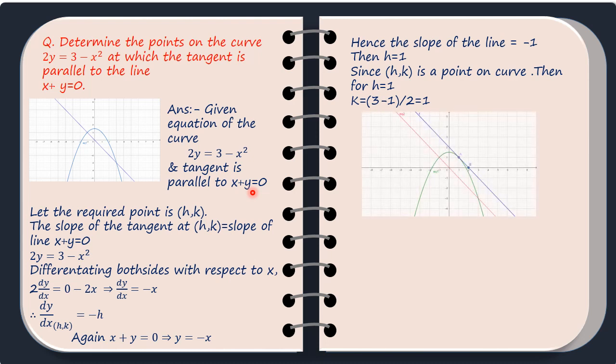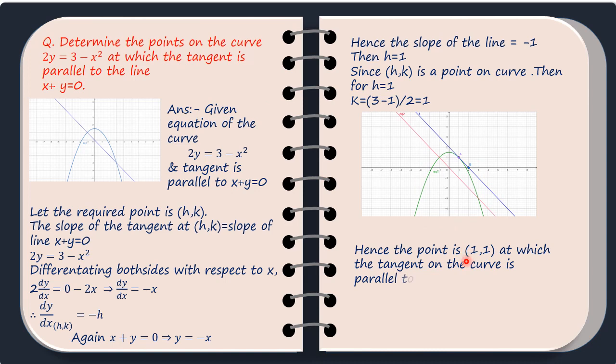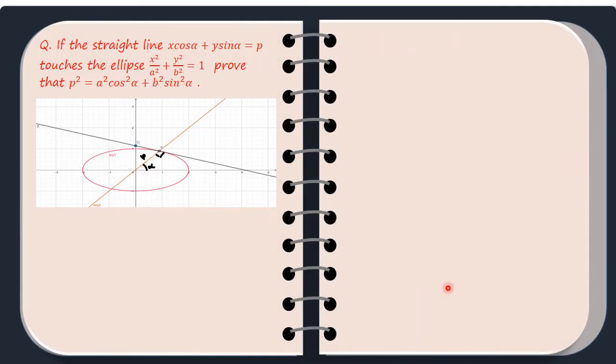Now if we draw the tangent, it will look like this. This is the equation of the tangent, this is the line x plus y is equal to 0, and this is the curve. So the point of contact is 1 comma 1, at which if we draw the tangent on the curve, it will be parallel to the line x plus y is equal to 0. So moving to the next problem.